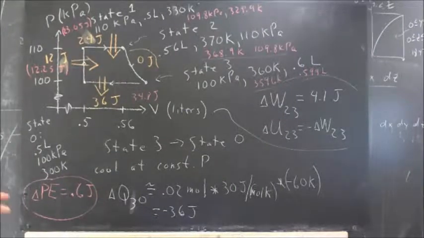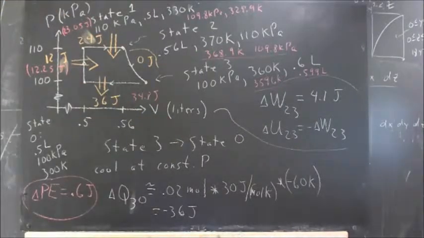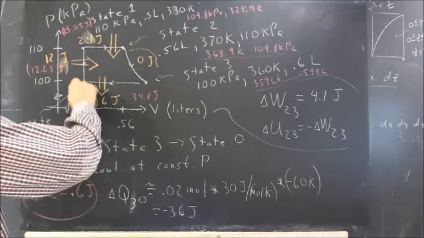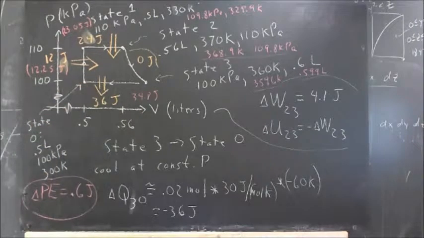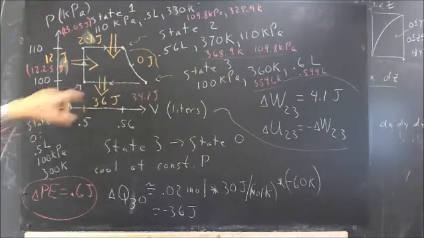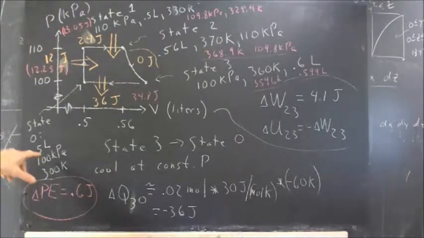Further framing the situation, we do a graph of pressure in kilopascals versus volume in liters. We start at state 0, which is here on the diagram. State 1 being here, state 2, state 3, and we come back to state 0. Let's explain what we're doing. State 0, we're at half a liter, 100 kilopascals, 300 Kelvin.